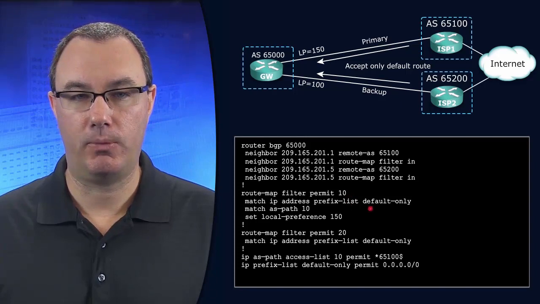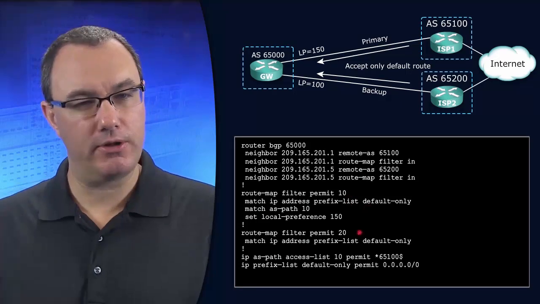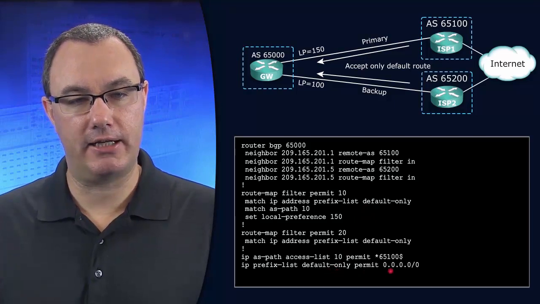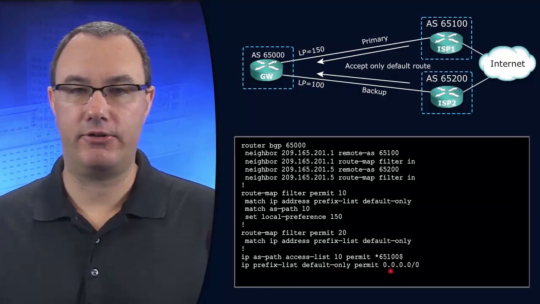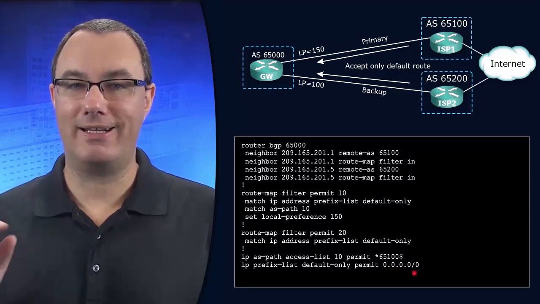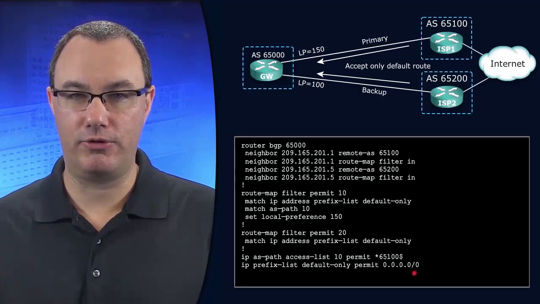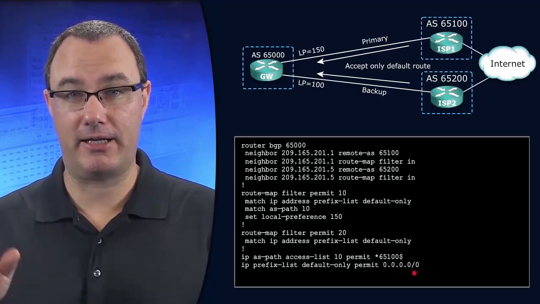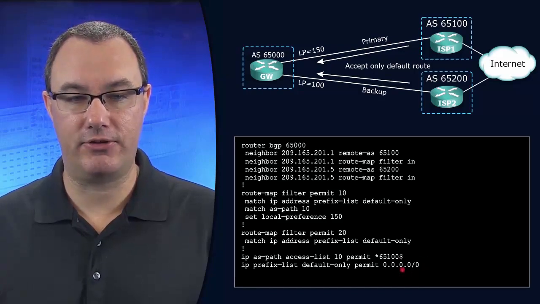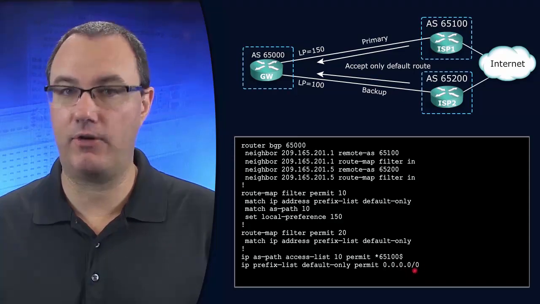Default only. What is that? Well, if we look at default only, we can see that it has the specific prefix listed there, 0.0.0.0/0. When it doesn't have the greater than or equal to, then it's a single subnet or a single prefix match. So that is the default route. That's how to read that. It's just one network. It's the default route.